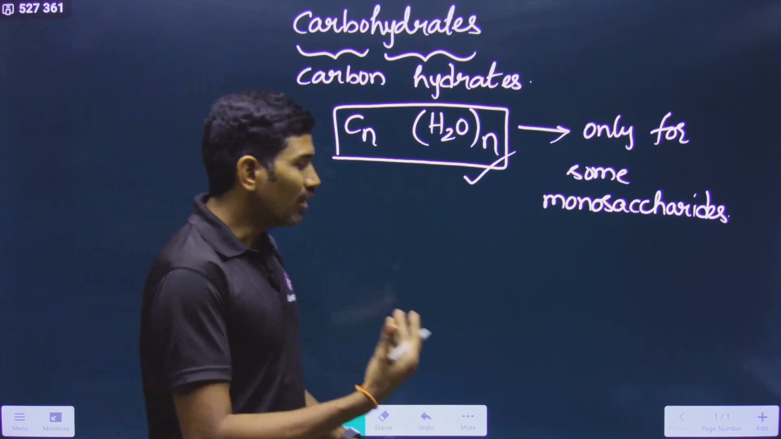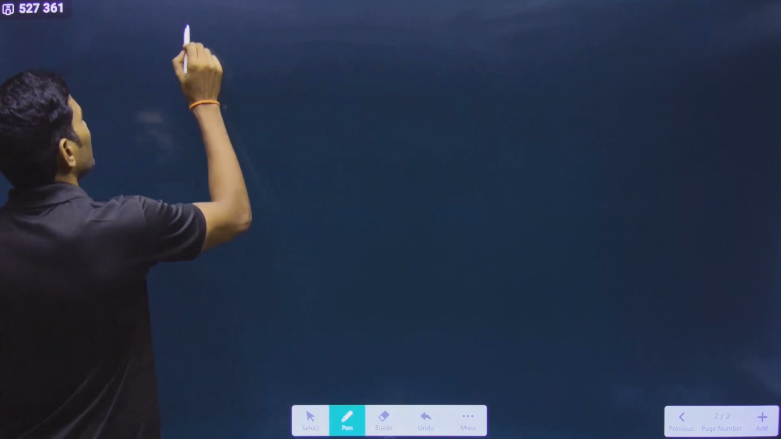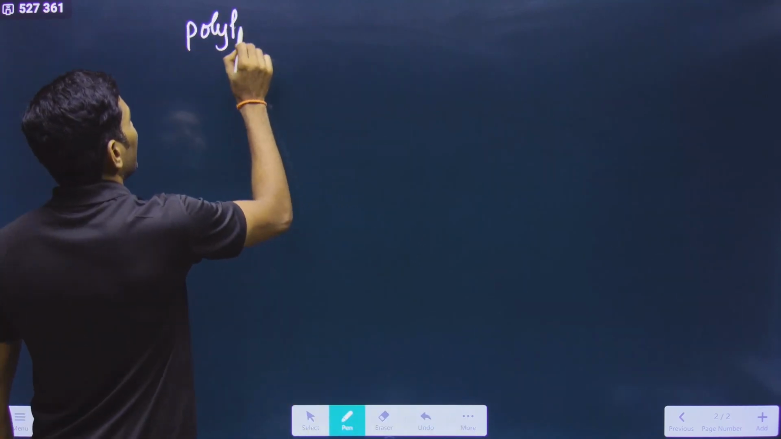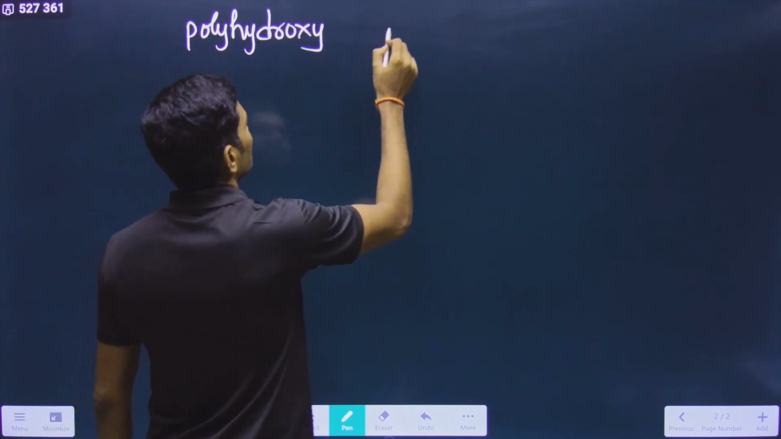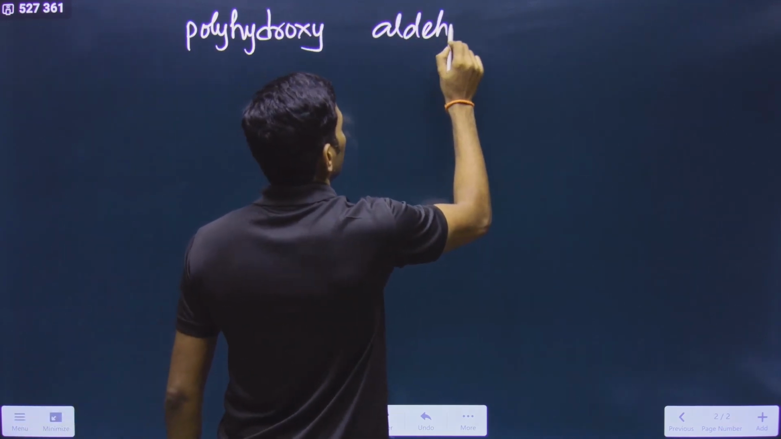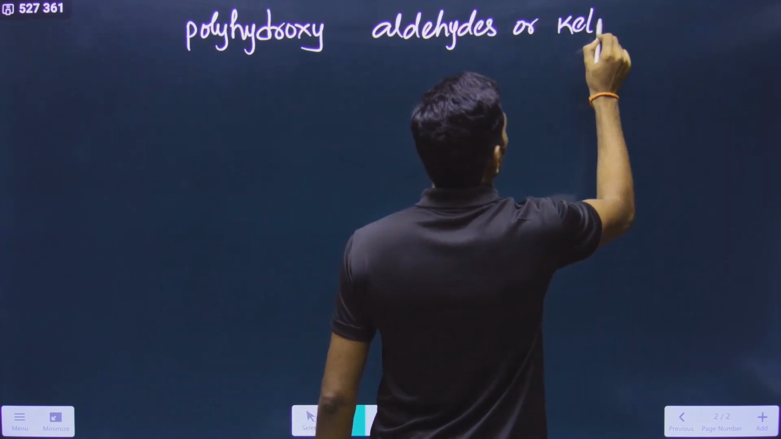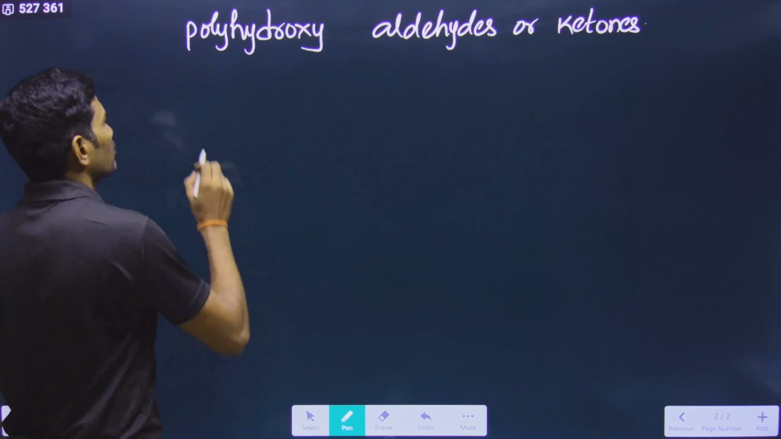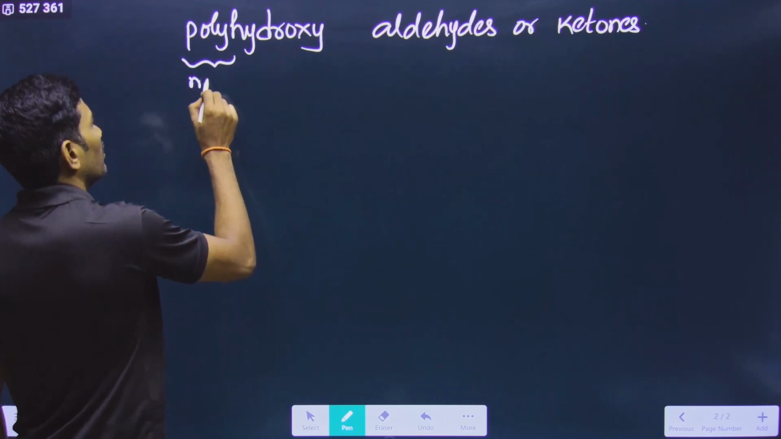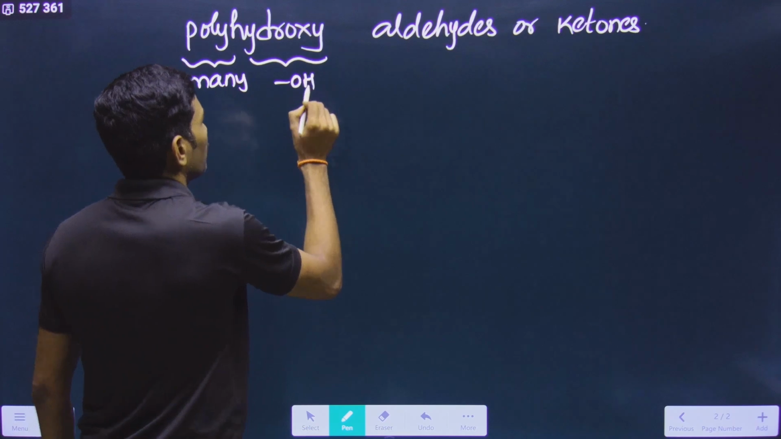That's why, what is the better definition for these carbohydrates? So carbohydrates are polyhydroxy aldehydes or ketones. They are polyhydroxy aldehydes or ketones. First we will see what this means. Poly means many, hydroxy means hydroxyl groups.